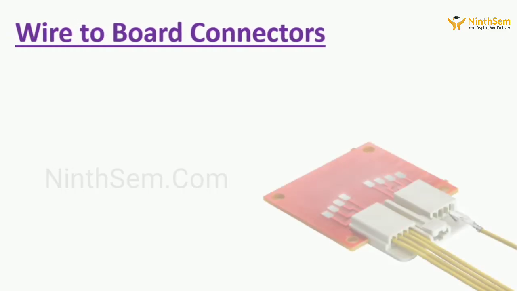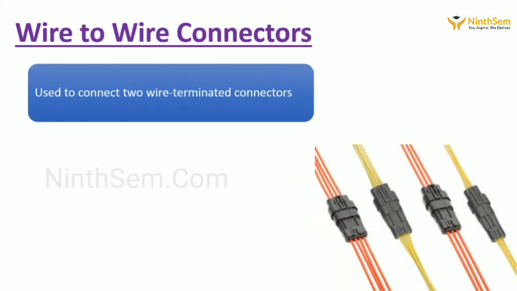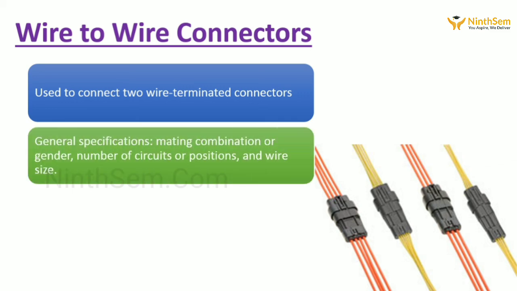So the next is wire to board connectors. They are used to interconnect PCBs by using connectors attached to the wires. And the last one is wire-to-wire connectors. They are used to connect two wire-terminated connectors, and the general specification for a wire-to-wire connector include mating, combination or gender.